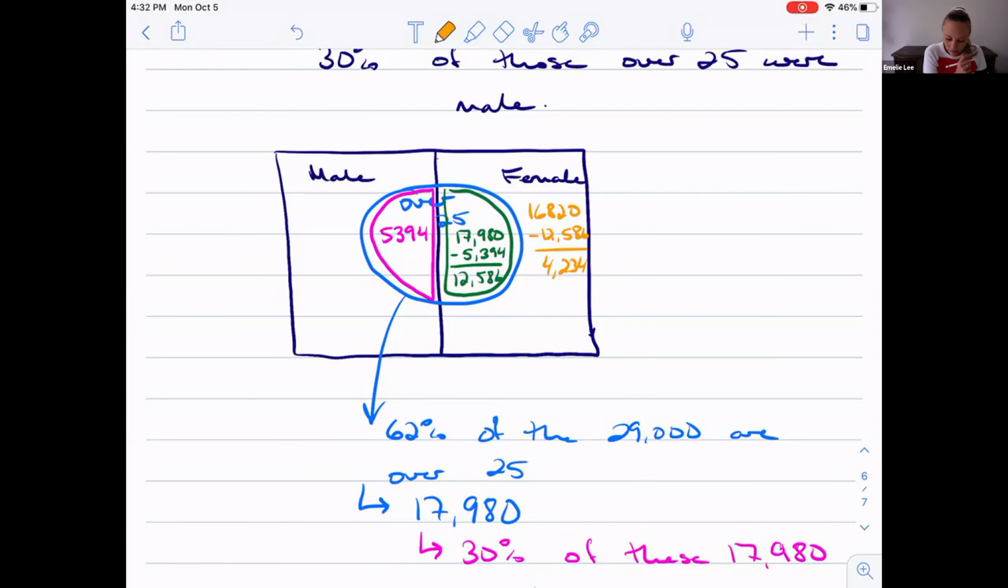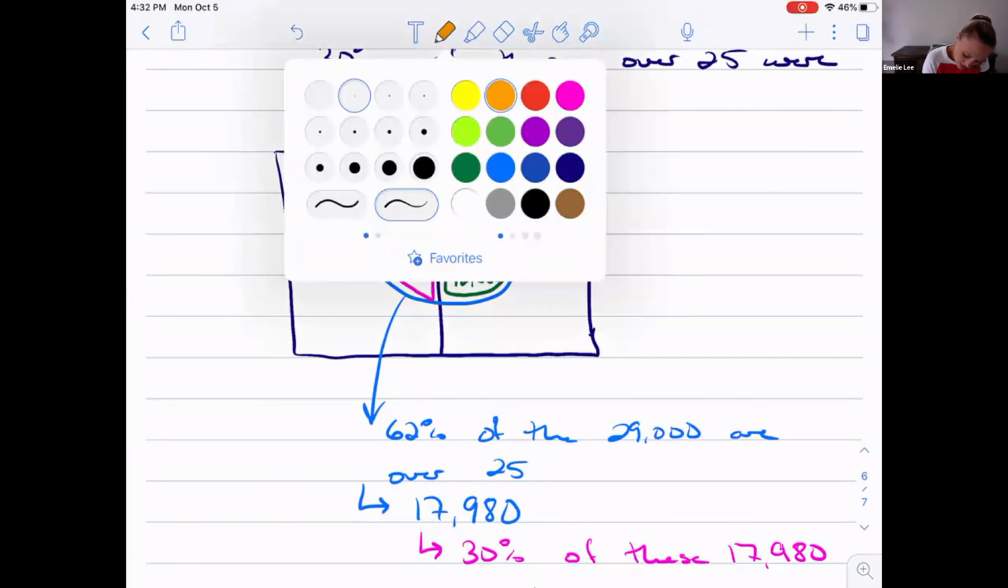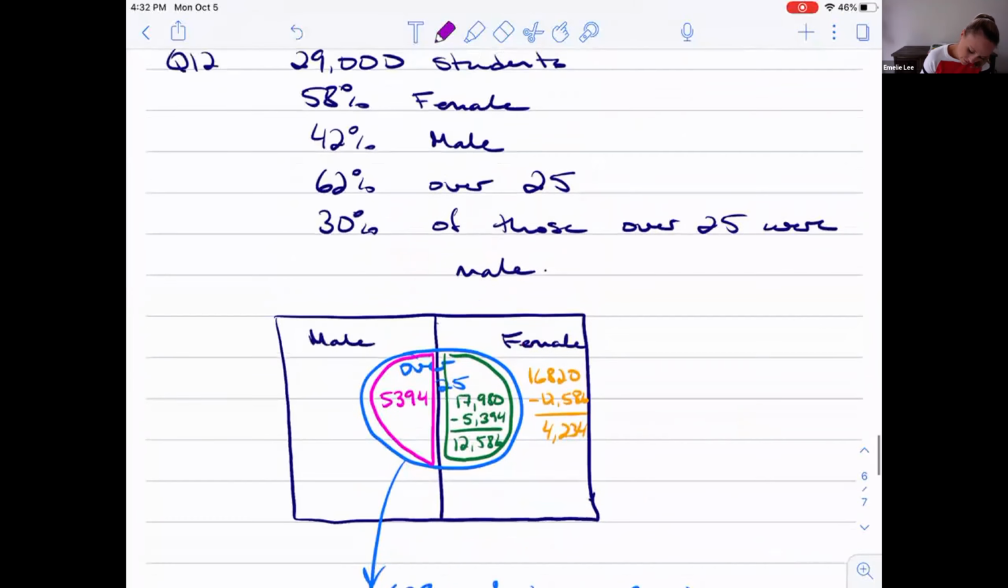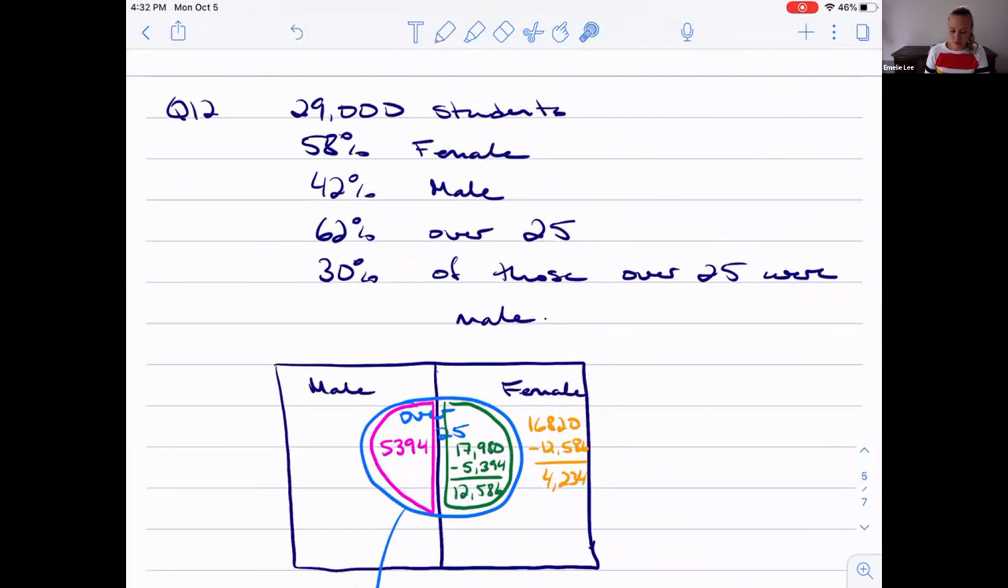And then you can do the same thing for the males. Sure, why not? Well, now you've got options, right? If you know that 58% is 16,820 and you know the total is 29,000, you can double check it, right? 29,000 times 0.42 is 12,180, which should be the same as 29,000 minus 16,820, right? Should be the same.